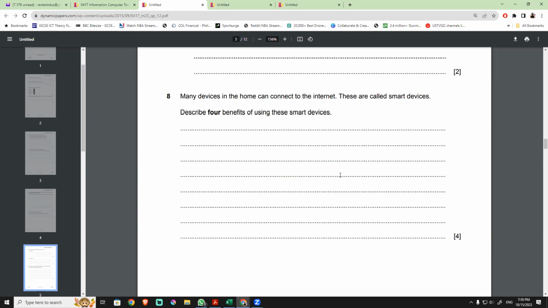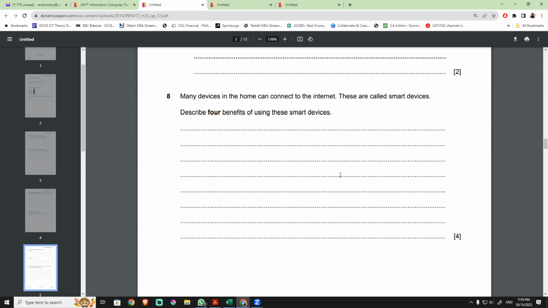How about that question? Revise how to make these smart devices. The devices can be controlled from far, like many devices at home that can connect to the internet. This is called smart devices. Describe the benefit of these smart devices.